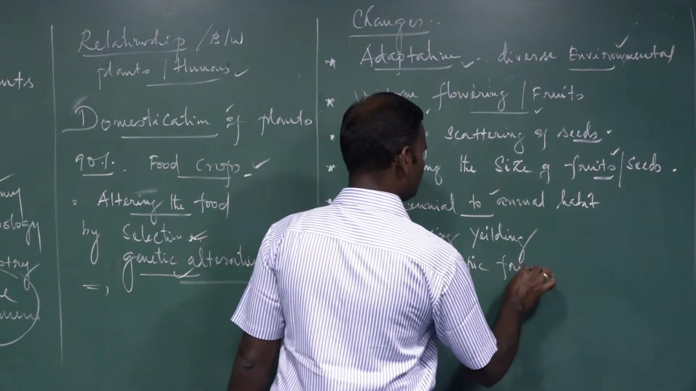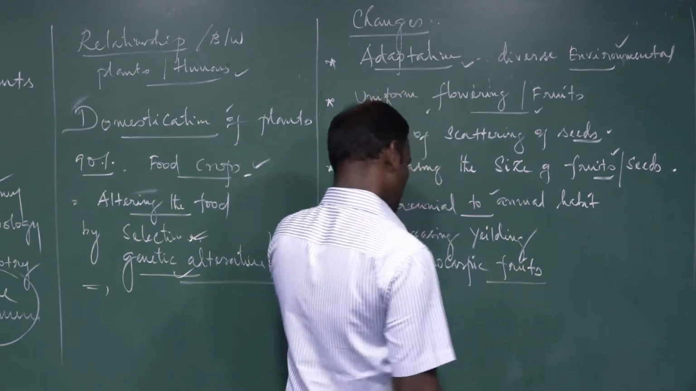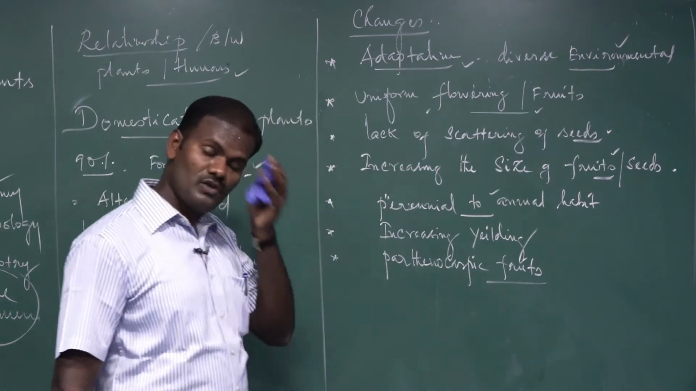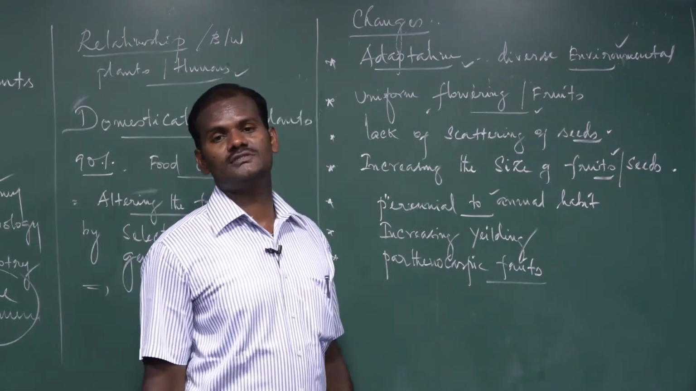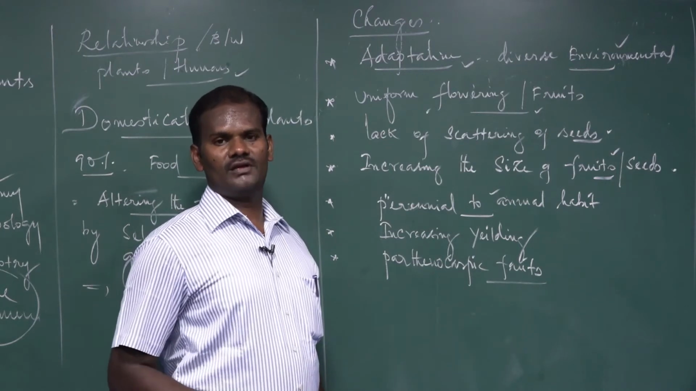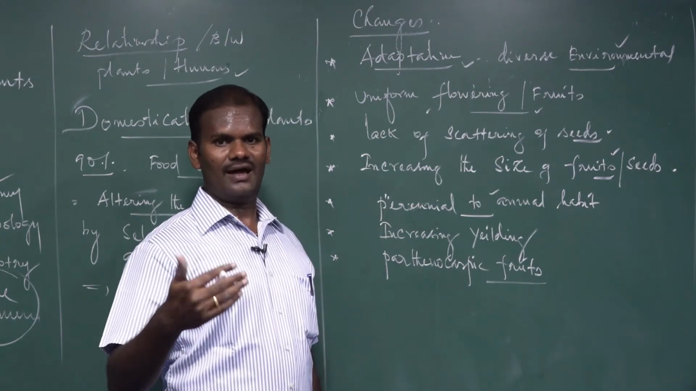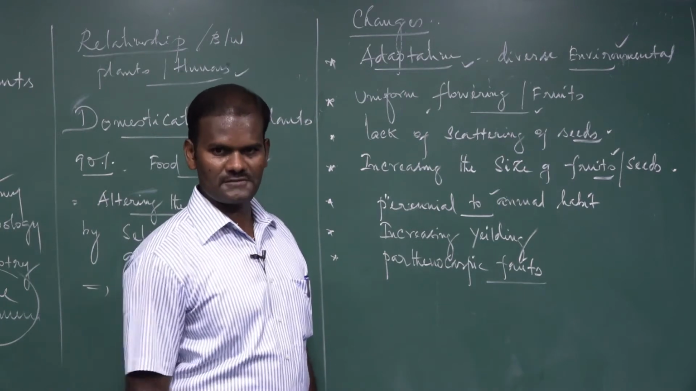Parthenocarpic fruit. Usually fruits are of two types, true fruit and false fruit. Then what is called true fruit? After fertilization, the flower develops into a fruit. These are called true fruit.